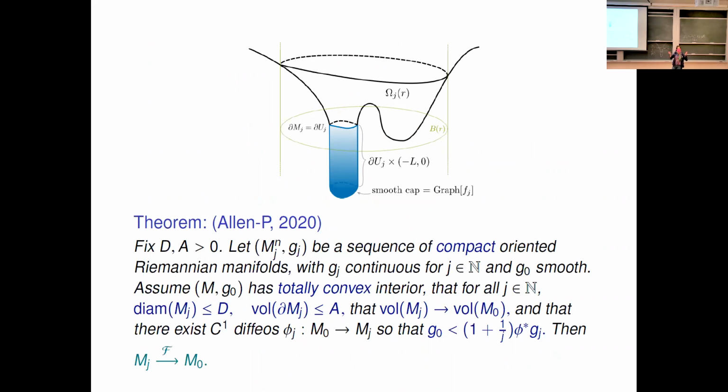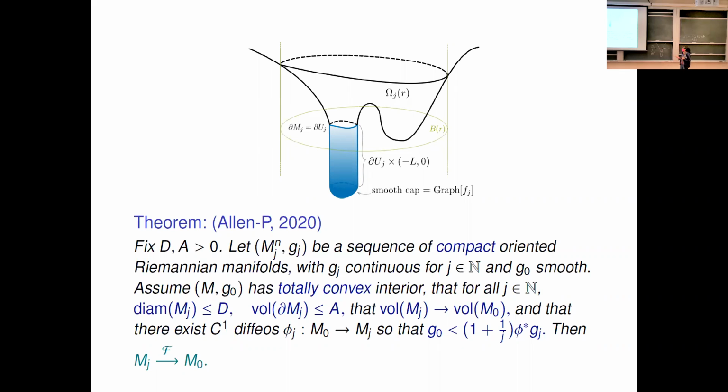I lied a little bit to you. We have to use another version of Allen-Perales, but it's basically similar to what I was telling you. Here we have this condition on the Riemannian tensors. So we have again g0 less than this part, which is the pullback of the Riemannian tensor, and phi is a C1 diffeomorphism. Okay.